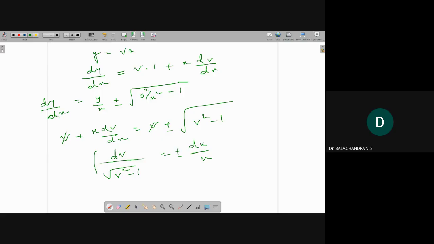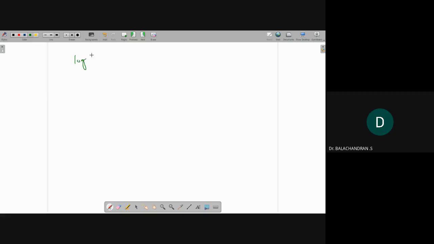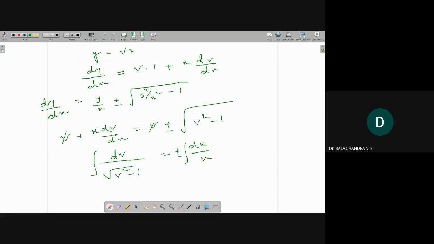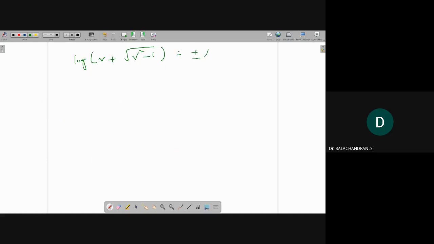So now integrate. We'll get log of v plus root of v square minus 1, using the integral of 1 over root of x square minus a square, which is log of x plus root of x square minus a square. So this is equal to plus or minus log x plus log c.